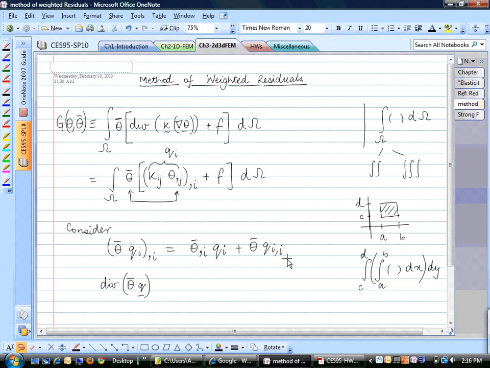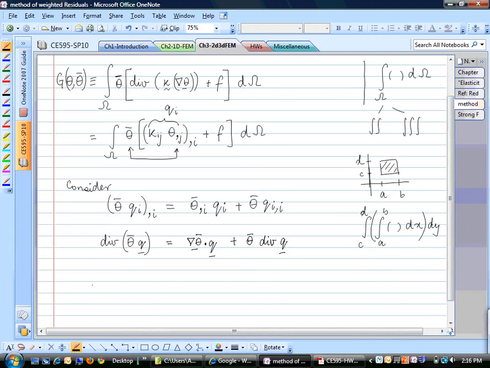Right? So this term right here, qi comma i, is right here, qi comma i. So we'll take this term to the left hand side, and transfer this term over to the right hand side. We are basically deriving integration by parts for 2 and 3 dimensions that we know for 1 dimension. Without the indices, this looks like gradient of theta bar dotted with q plus theta bar times div of q.